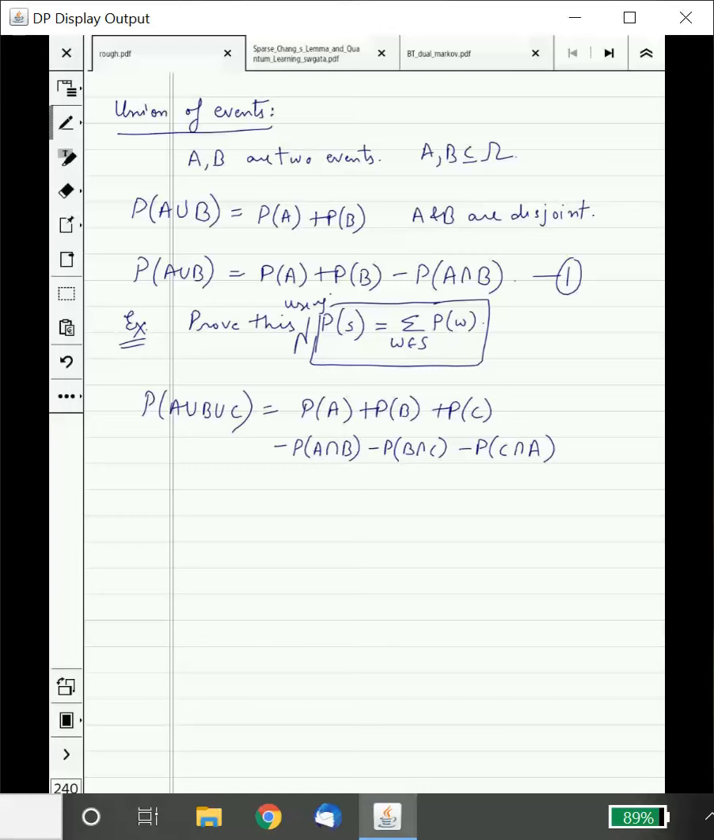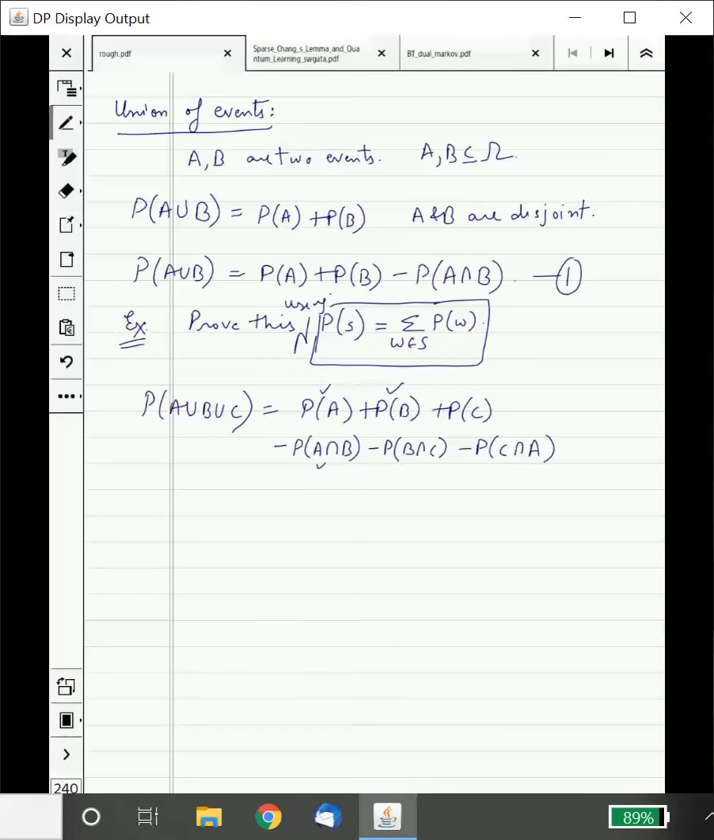But now you might want to check. What happens if the element was exactly in A and B, but not in C? You would see that I would count it here and then subtract here. So that is counted exactly once. That's okay.